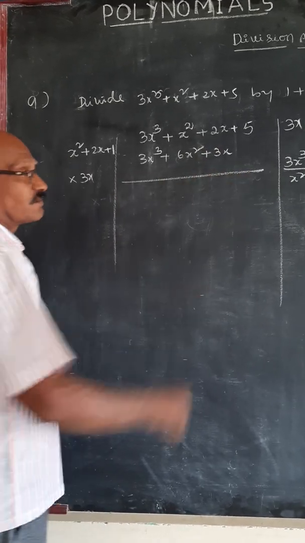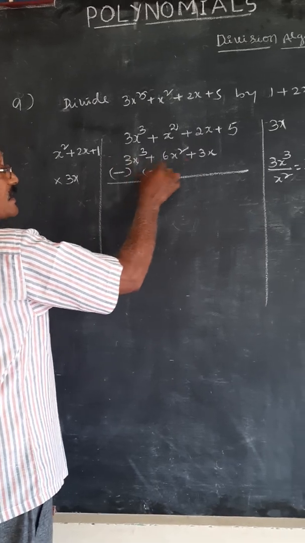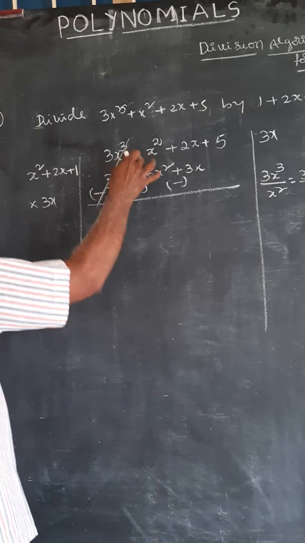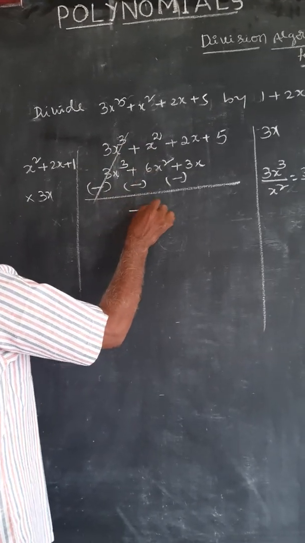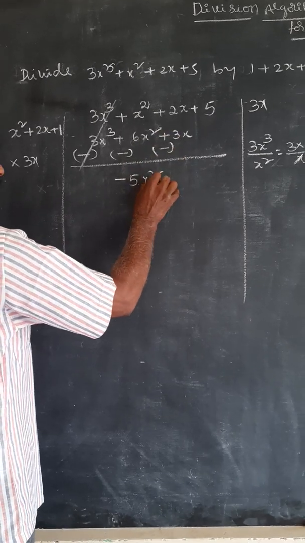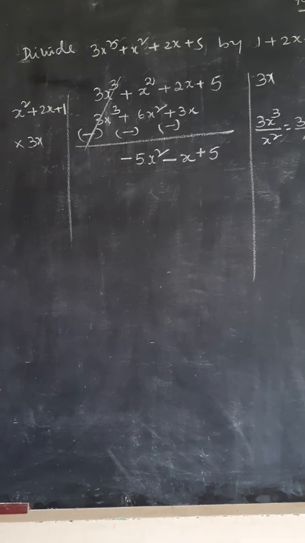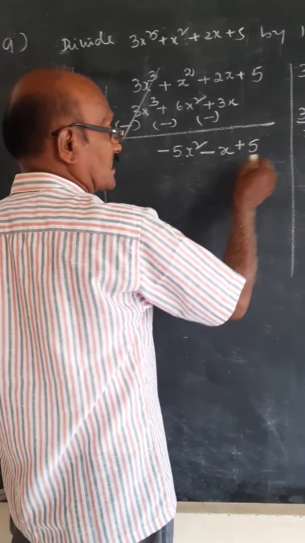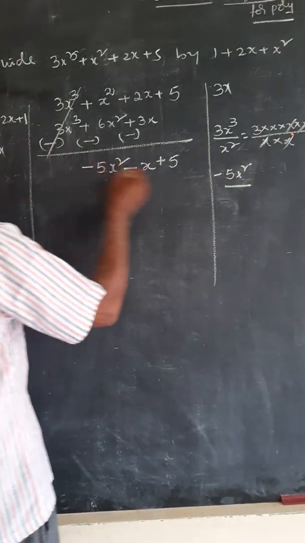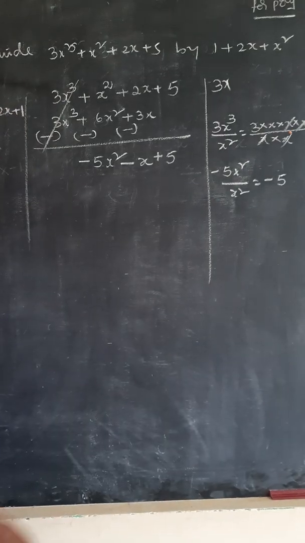Draw a line. Go to subtraction. Minus, minus, minus. These two are cancelled. Plus 1x square minus 6x square, minus 5x square, plus 2x minus 3x, minus 1x, plus 5. The next one, step 2. What is the first term here? Minus 5x square. Divide it with x square. Both x square cancel. The answer is minus 5.